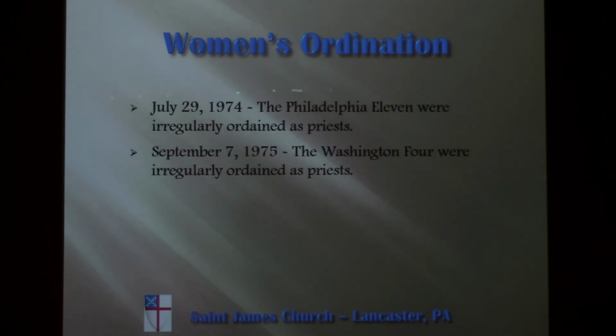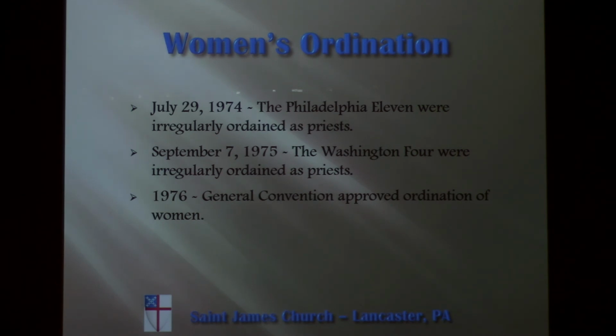Women's ordination, July 29th, 1974. The Philadelphia 11, as they are known, were ordained. The canons did not allow the ordination of women at the time. There was a growing groundswell, I guess you'd say, for the ordination of women. Retired priests were allowed to ordain, and it was a retired priest that ordained these, contrary to what the canons allowed. And then the next year in Washington, 4 more women were ordained as priests.